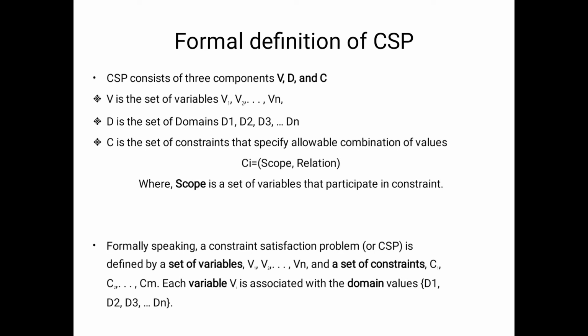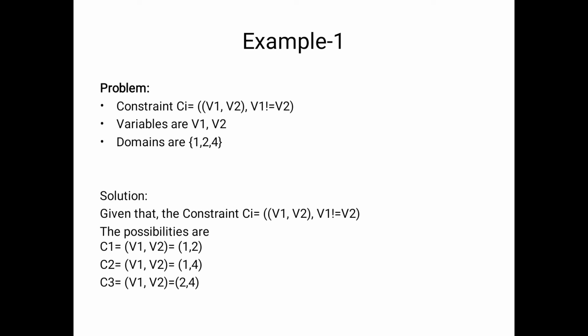What is the meaning of scope? Scope is the set of variables that participate in the constraint. That means a set of variables. The relation means how we relate the variables. Now we will explain with an example, no problem. So here we will consider the example.